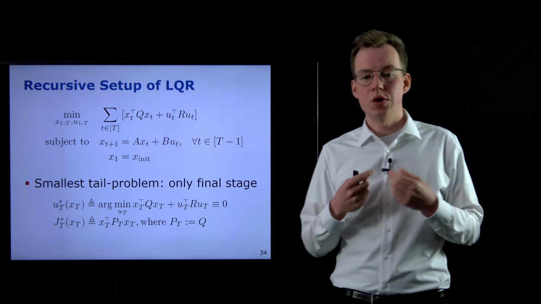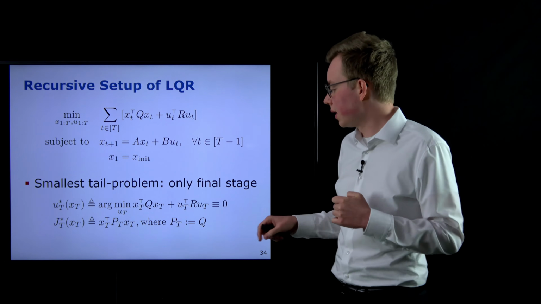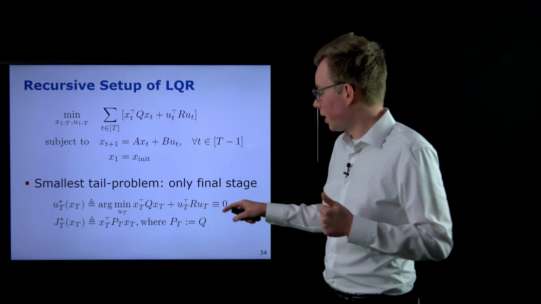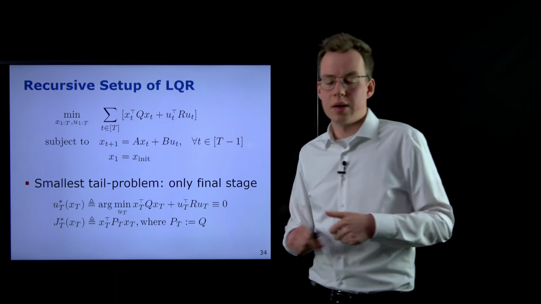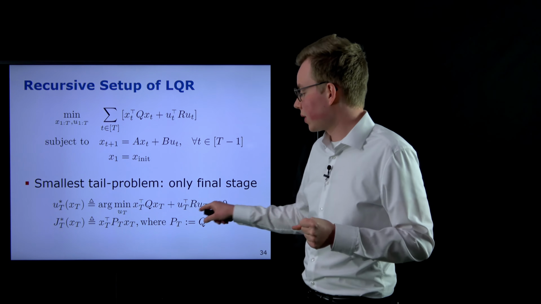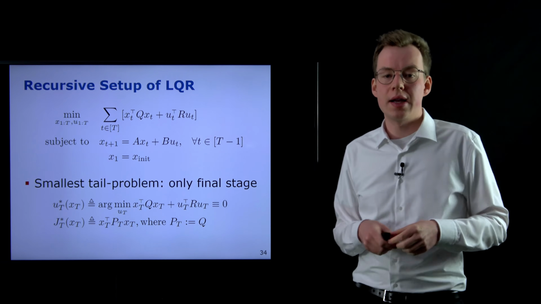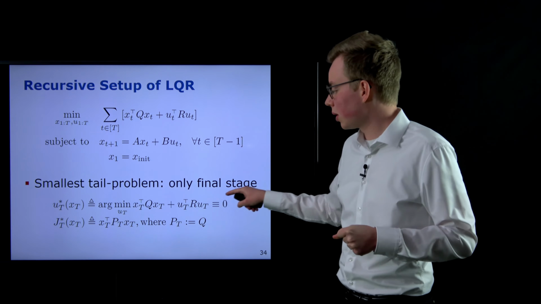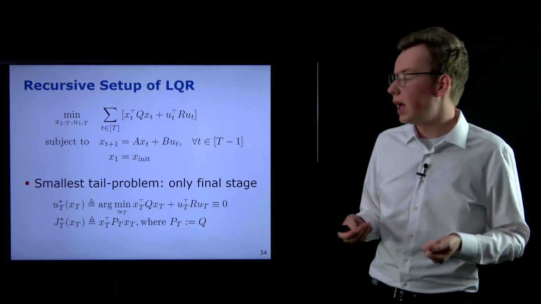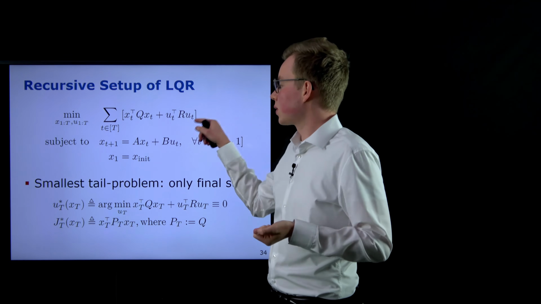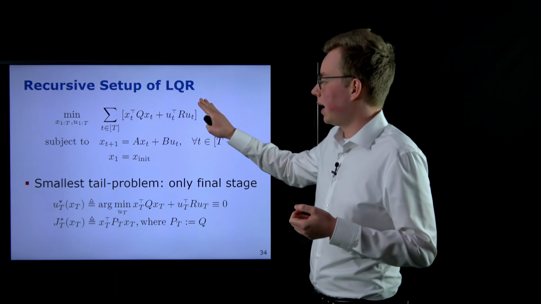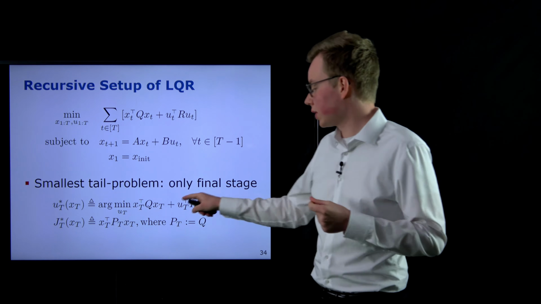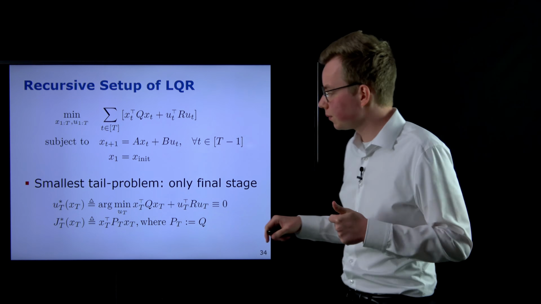Because we assumed R to be positive definite, meaning that any non-zero control input would result in a positive cost, the best thing that we can do is simply not apply any input at all. And so the solution of this optimization problem would be that we don't apply any input. In fact, it is also quite common to just get rid of these inputs at the final time entirely, because they will always just turn out to be zero anyway.